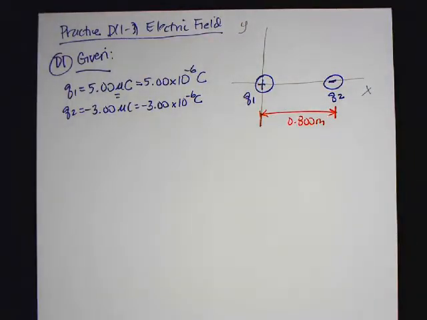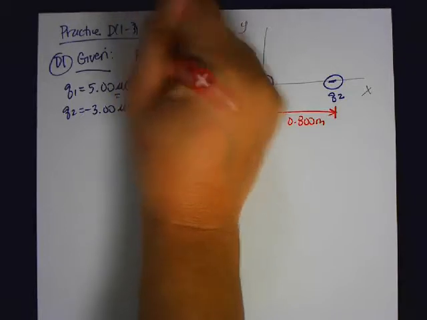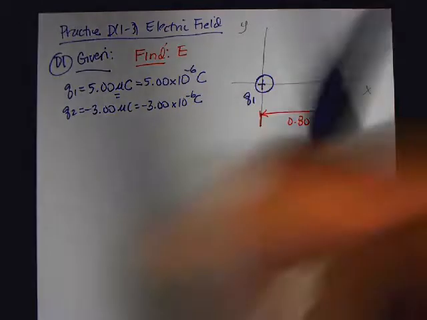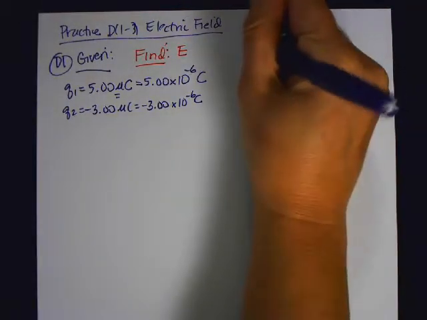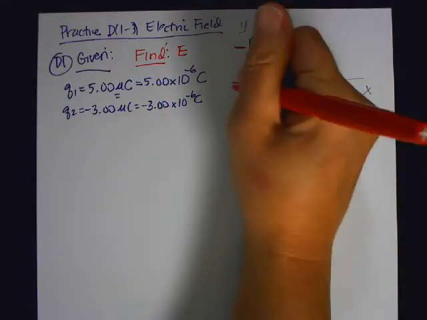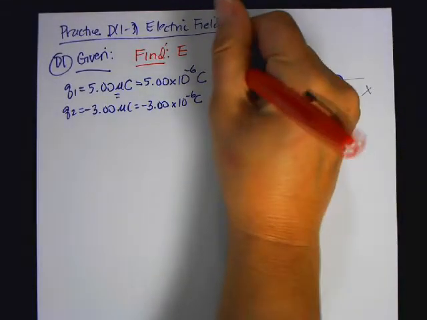All right. So now it says from the origin, find the electric field. So now I want to find E on a point on the y-axis 0.5 meters from the origin. So now I want to find that electric field at this point here. And they tell me that this distance here is equal to 0.5 meters.